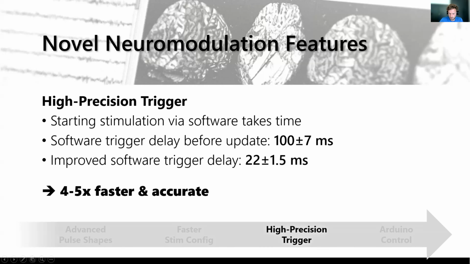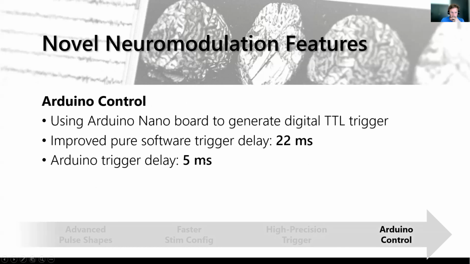So for those who are not yet satisfied with the 22 milliseconds, we've come up with an Arduino control. This is a very small microcontroller. You can connect it to the USB and communicate with this nice board to generate an actual hardware trigger for the stimulator or for the switching unit. Here we were able to get the 22 milliseconds down to 5 milliseconds. So this is again a huge leap in trigger onset delay.